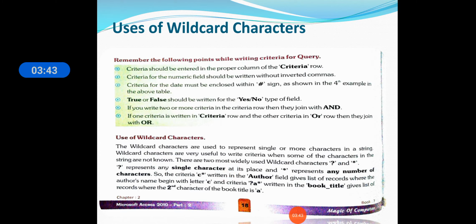Now students, you have to remember here, when you give the criteria C star in the author field, it will give the author's names starting with C. It will display all those records. And if you put question mark A star in the book title, then it will give you titles where the second character of the book title is A.